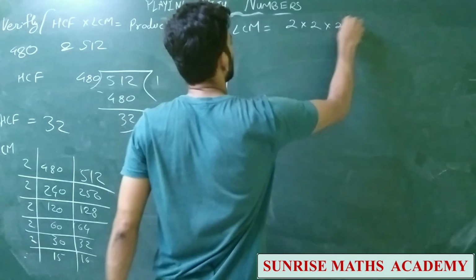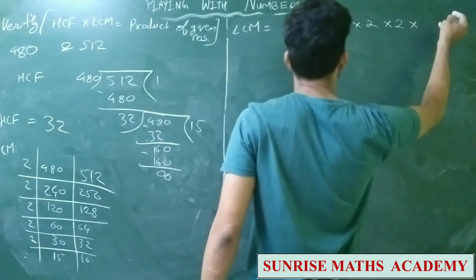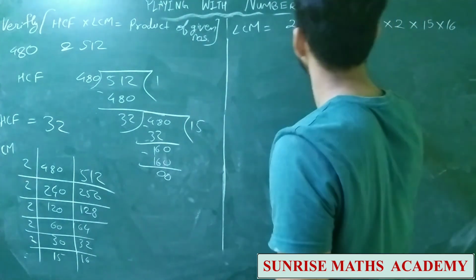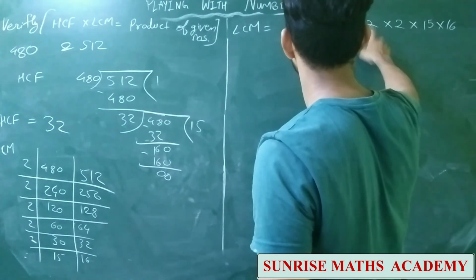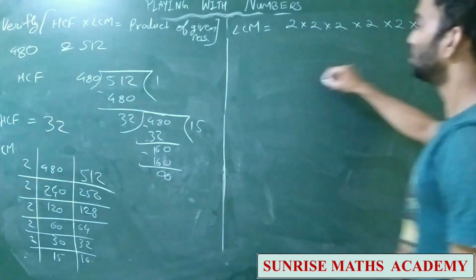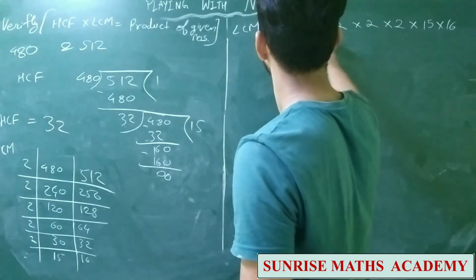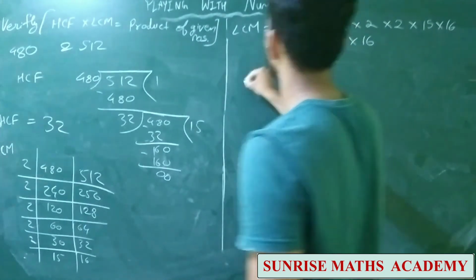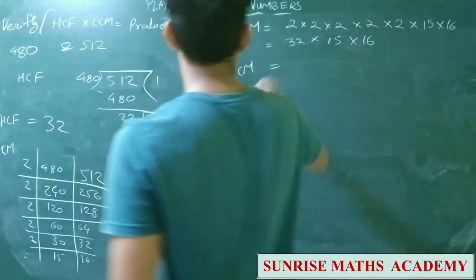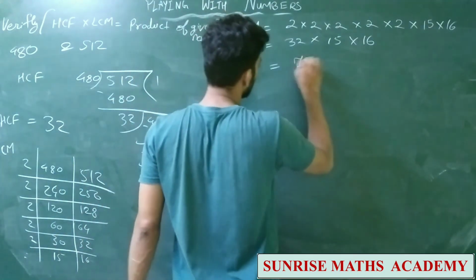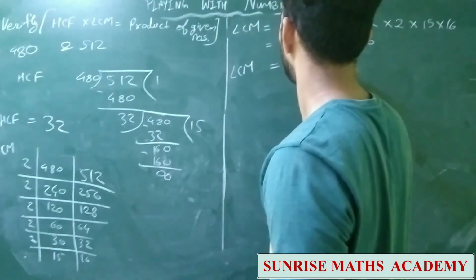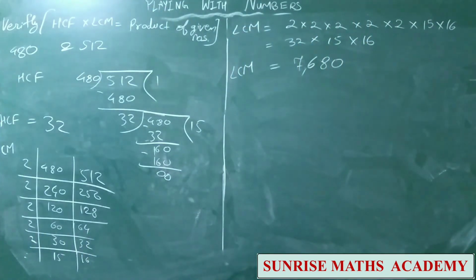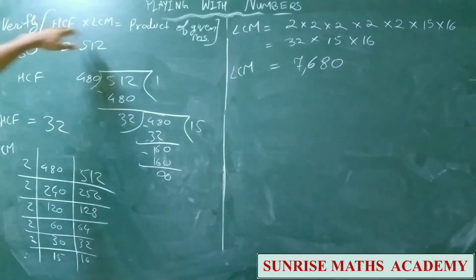2 into 2 into 2 into 2 into 2 into 15 into 16. 2 into 2 into 2 is 8, into 2 is 16, into 2 is 32. So 32 into 15 into 16 is the LCM. You can do the rough calculation. 7,680 is the LCM. Now we have to verify this.